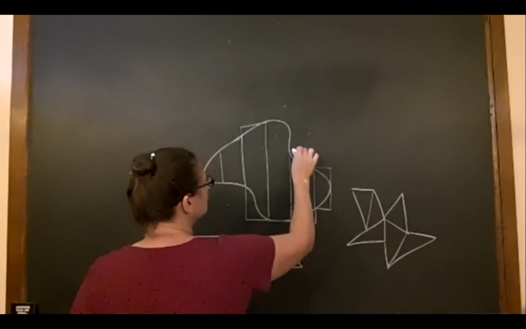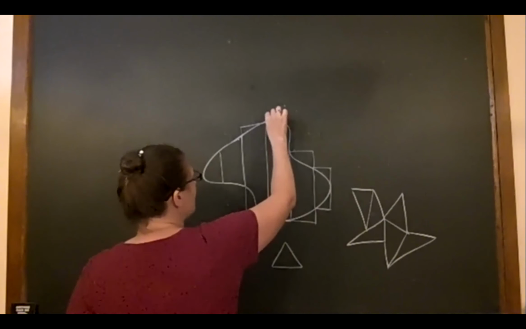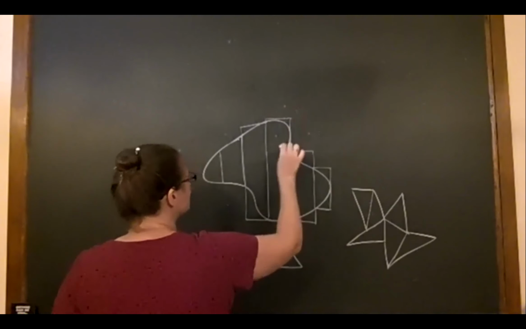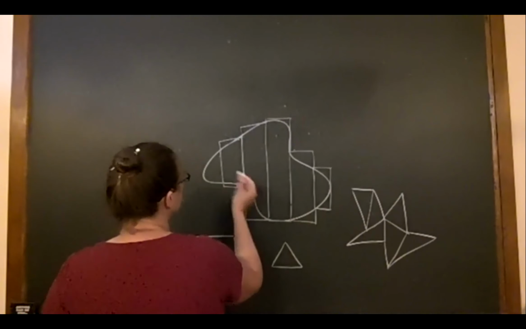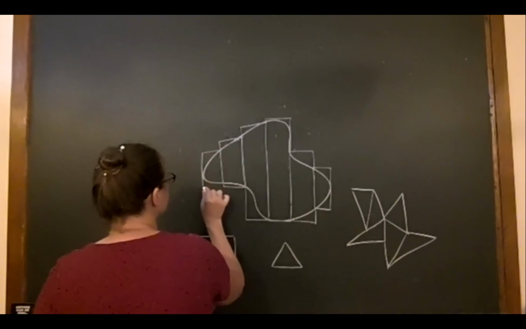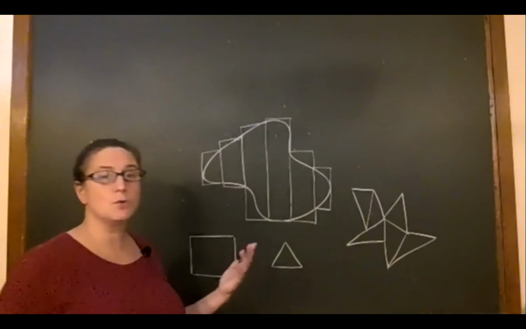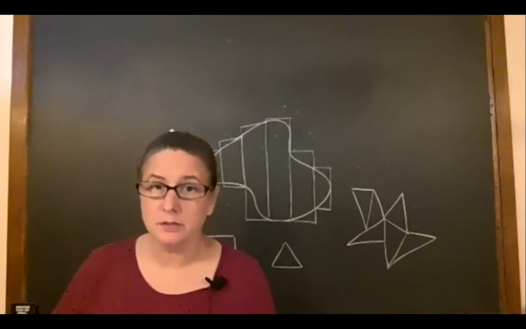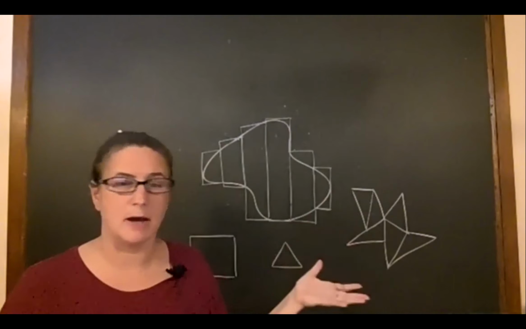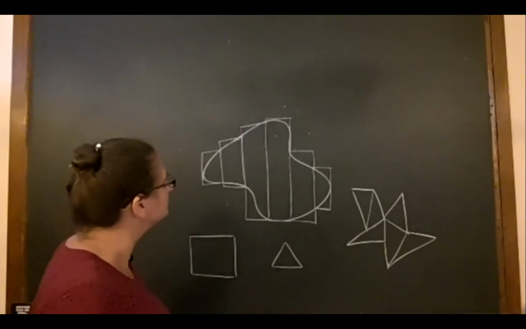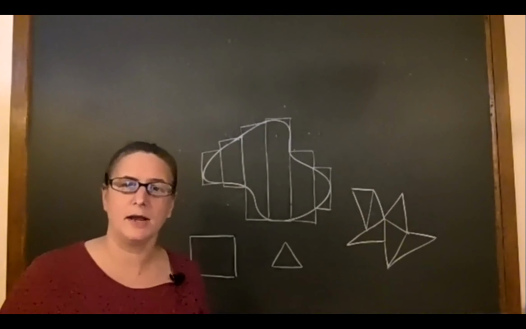So although I couldn't figure out the area of this weird shape, I can figure out the area of these rectangles, right? Because I can measure those sides. So I have an approximation of the area of my weird shape. It's an over approximation because my rectangles are bigger, okay? And it's not a particularly good approximation. I mean, it's all right. It's not great though.